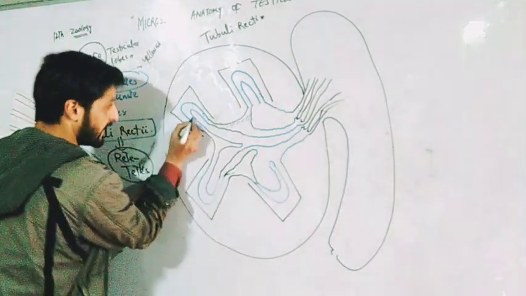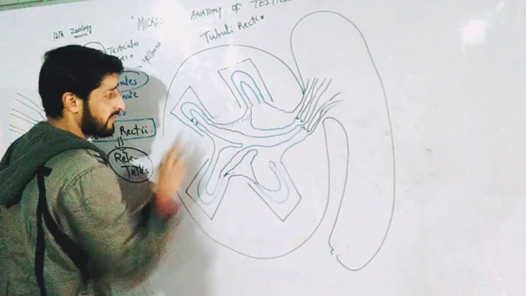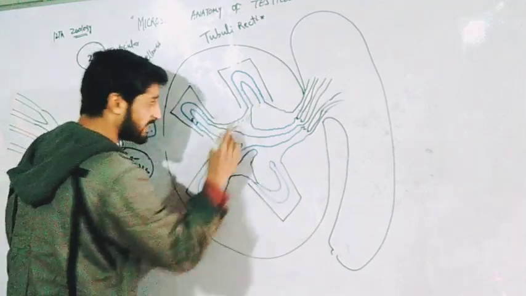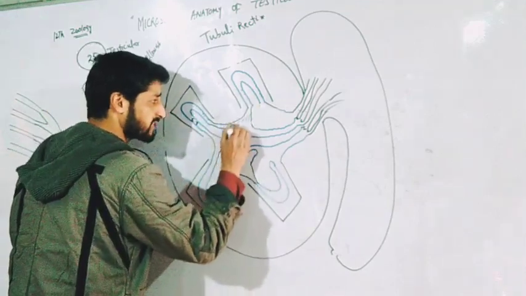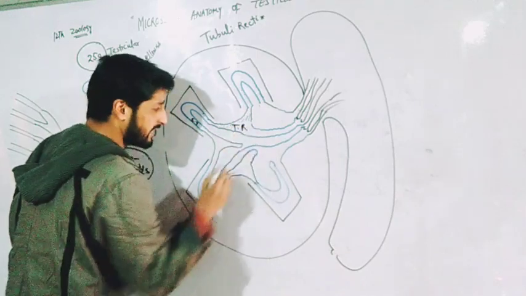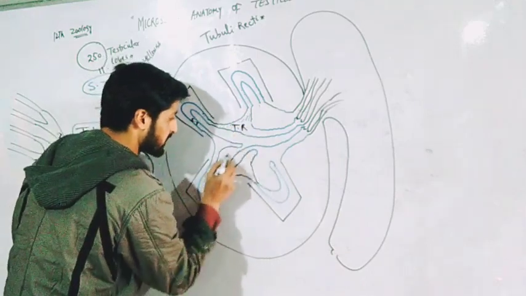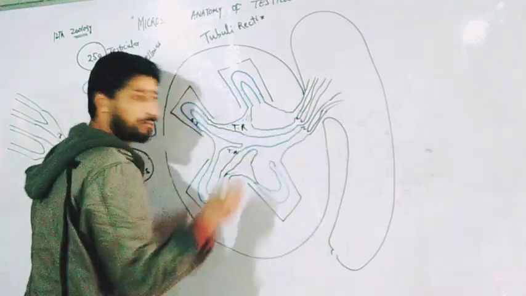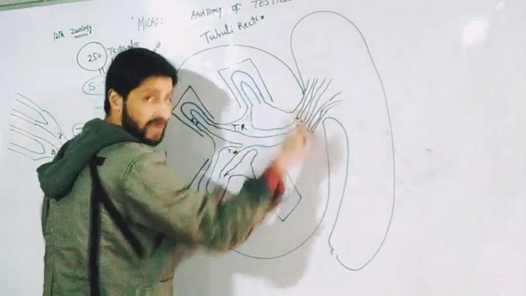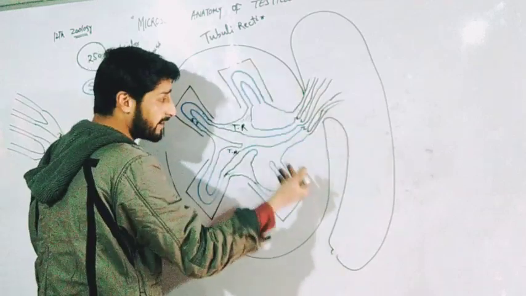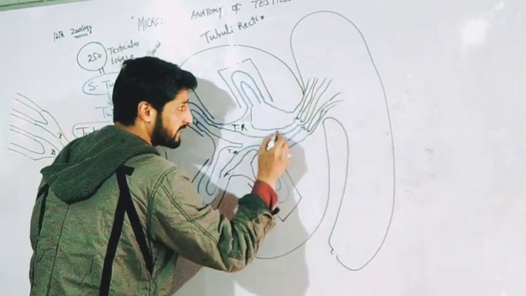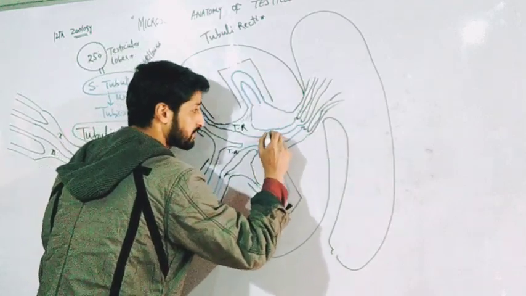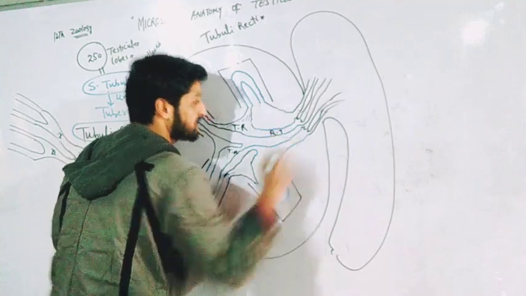Let me show you. Here is a seminiferous tubule. When several seminiferous tubules unite together, they form a wider network. This wider network is known as tubuli recti. Several tubuli recti join together to form larger tubes, a network of wider ducts. The network of wider ducts here is known as rete testis.